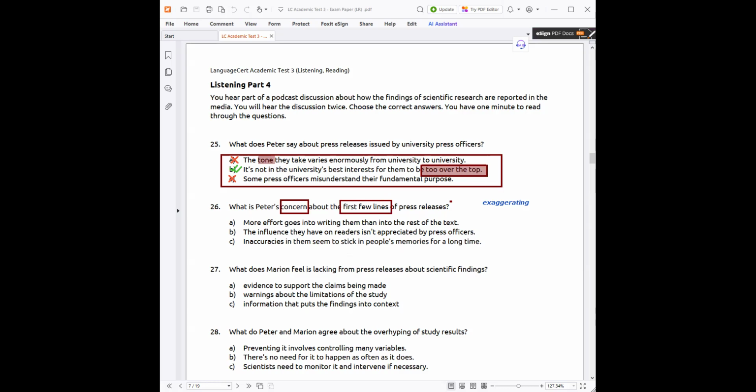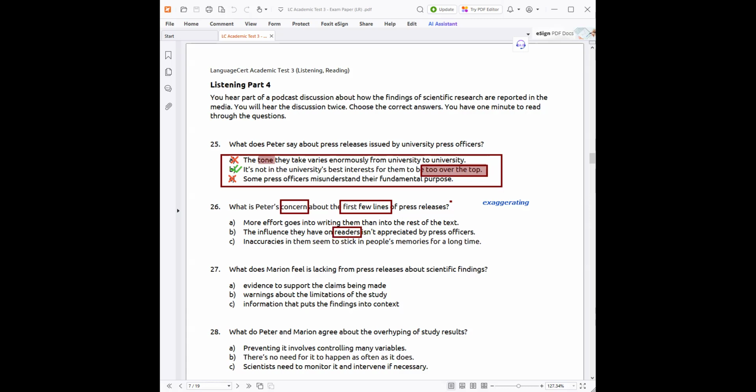So which elements of a press release are most critical to get right? The first few lines. The bit that's there to hook the reader.